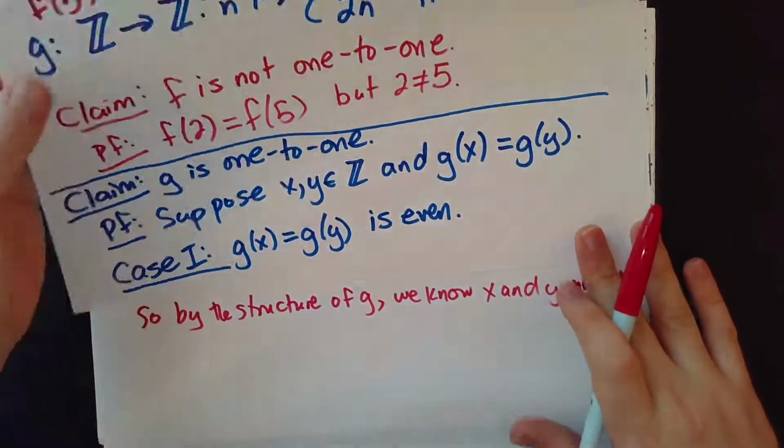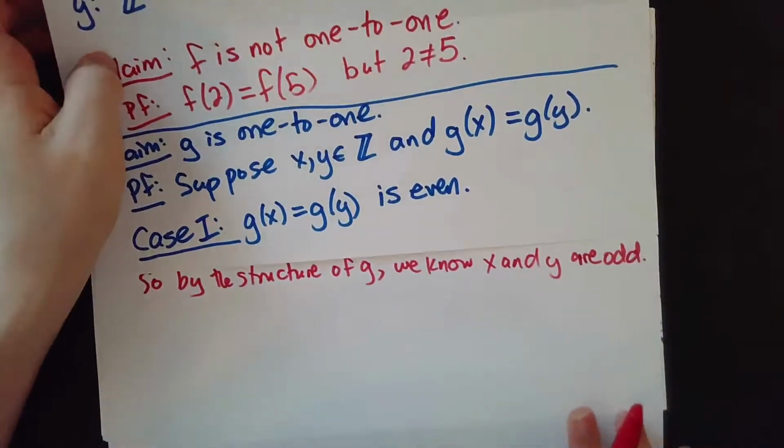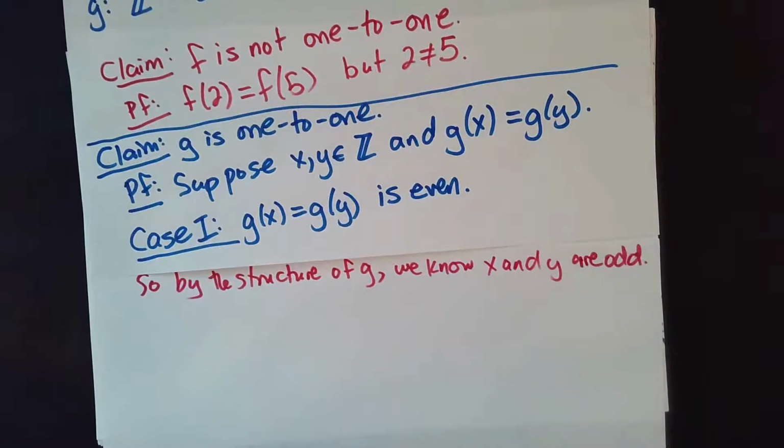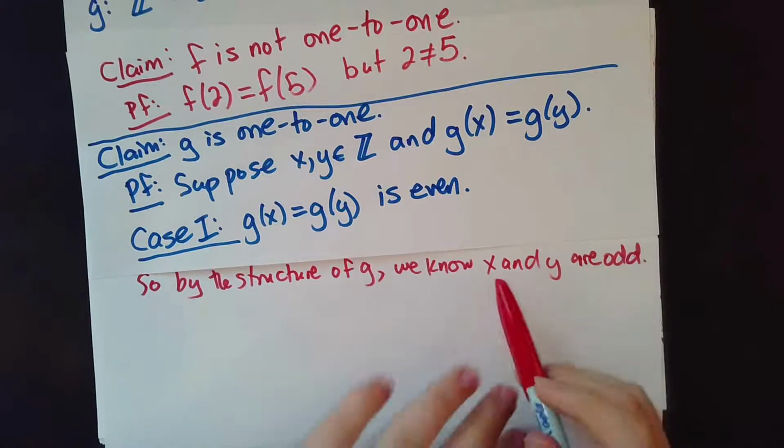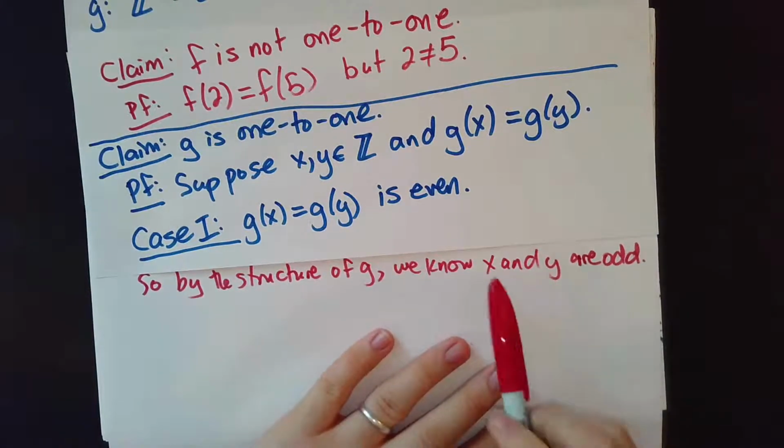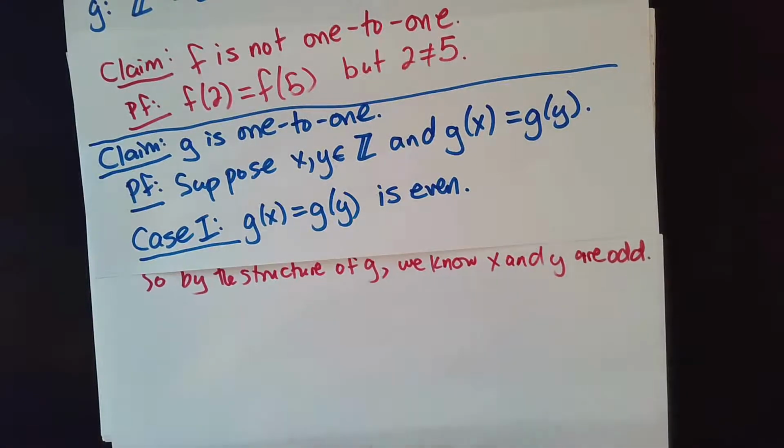Now, at this point, there's an almost Pavlovian response that since I know x and y are odd, I'm supposed to pick k and l such that x is 2k plus 1 and y is 2l plus 1. But I actually don't even have to do that. Because now that I know x and y are odd, I know what g of x and g of y are.